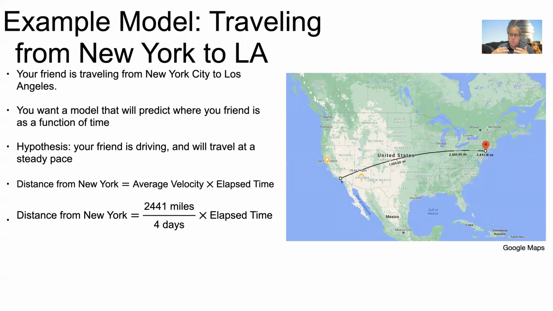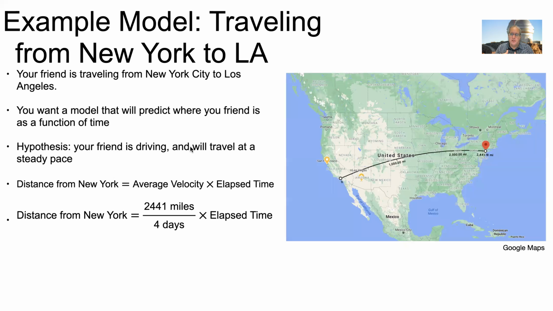And what you want is a model to figure out where in the United States your friend is as a function of time. Where will he be 3 hours after he sets out? Where will he be 12 hours after he sets out? Where will he be 2 days after he sets out? Where in the US will he be? And so you can start with a hypothesis.